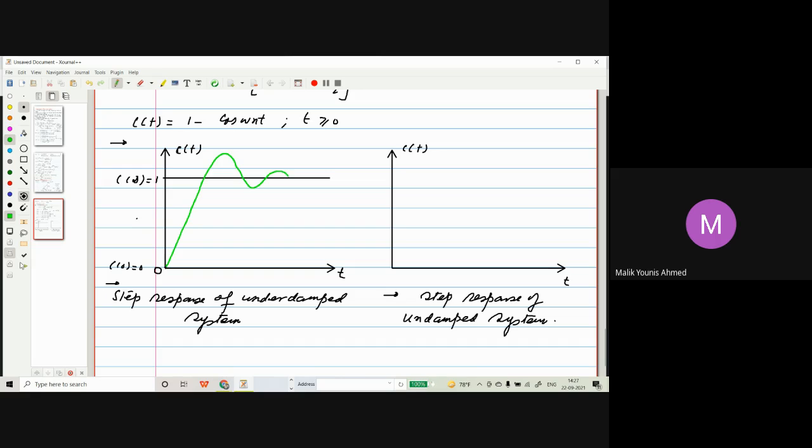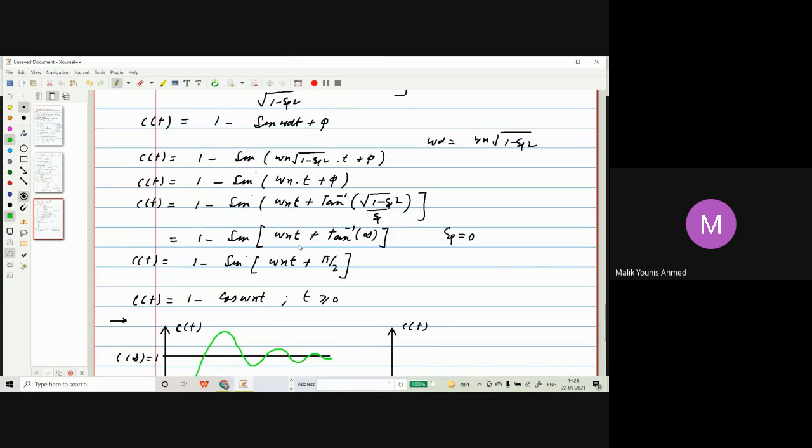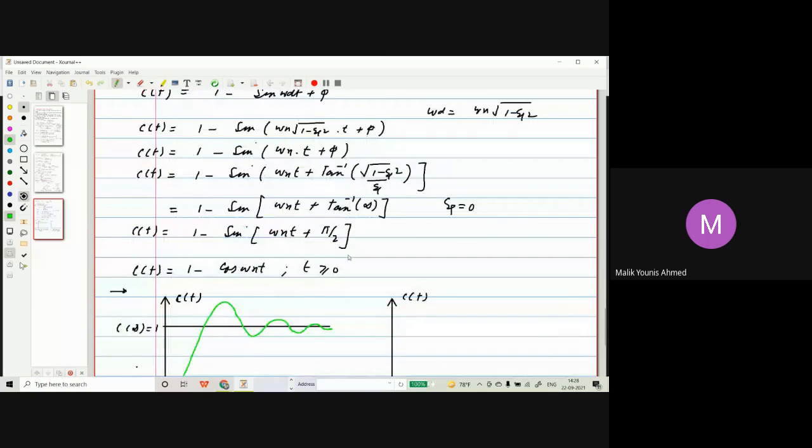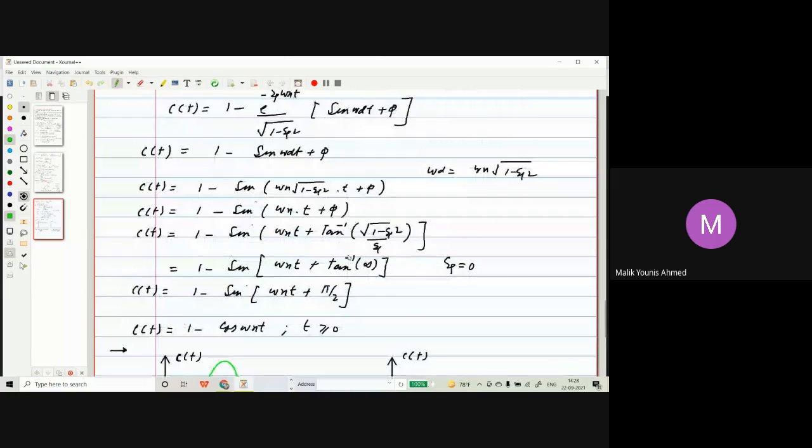Oscillations will be there, and those oscillations will die down when the system tries to reach unity, the steady state. Now in this case, what is happening at c equal to, sorry, the undamped case? The undamped case is very simple, so you can see the response.